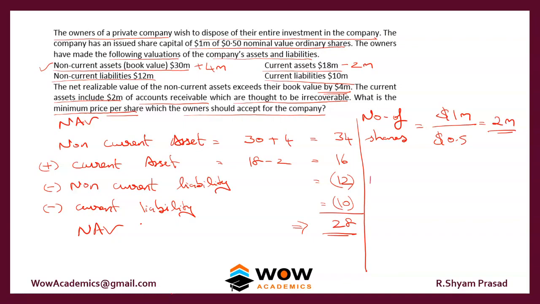So now we'll find out the NAV per share. The NAV per share will be 28 million divided by 2 million shares. So that gives us 14 per share worth of NAV. So that is about this sum. We'll move on to the next sum.